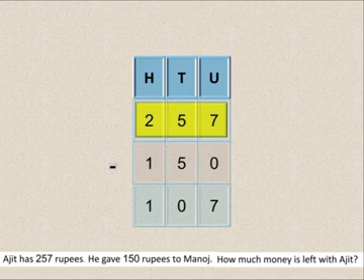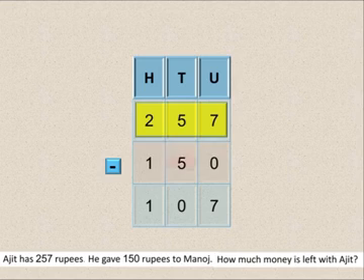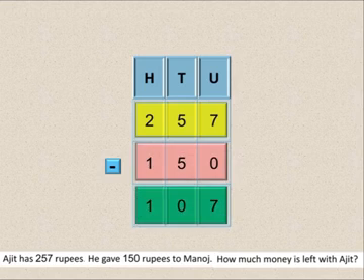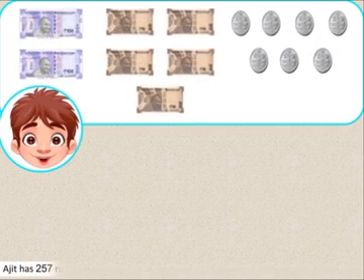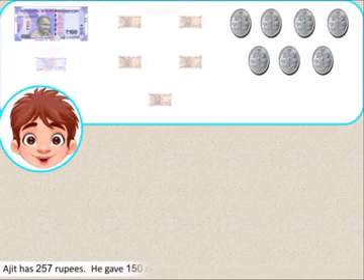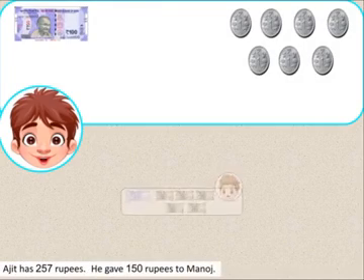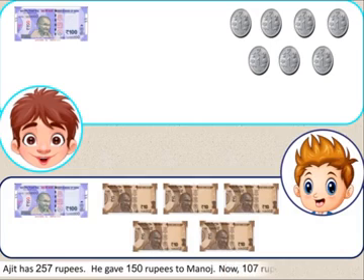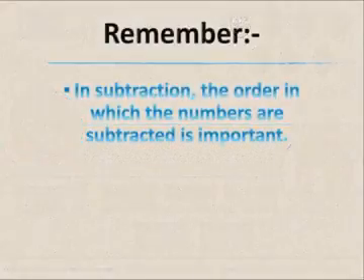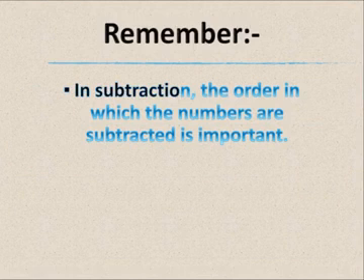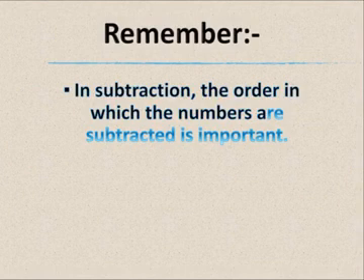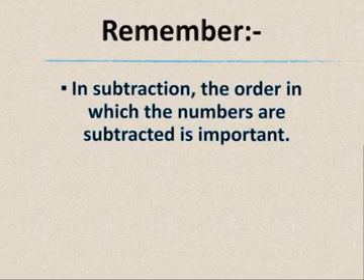257 minus 150 is equal to 107. Ajit has 257 rupees. He gave 150 rupees to Manoj. Now 107 rupees is still left with Ajit. Remember, in subtraction, the order in which the numbers are subtracted is important.